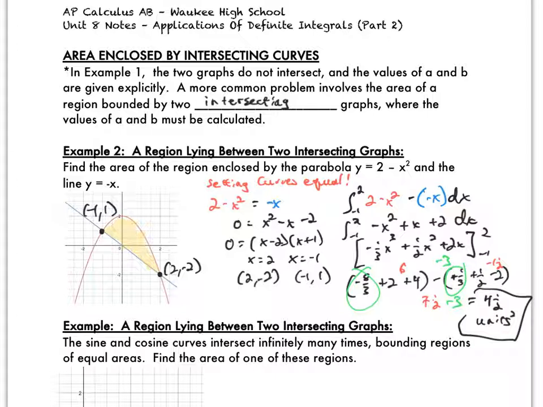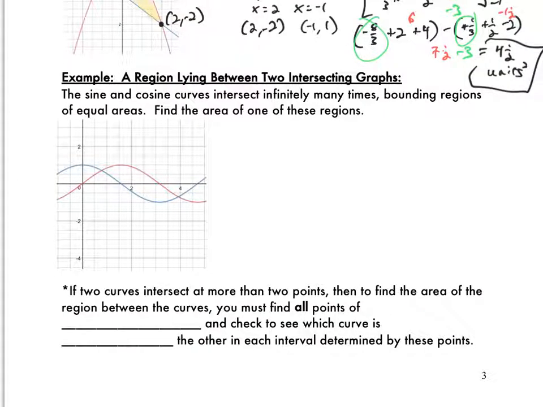All right, let's see if we can go down to this trig one, which is kind of fun too. Now with this trig one, this is also an interesting problem because the sine and cosine curves intersect infinitely many times, which we all know, of course, and they create regions that produce equal areas. Well, that's just sort of the beauty of the symmetry of the sine and the cosine function. So as I'm highlighting in yellow here, this is the spot that we're interested in if we're trying to find the area of one of those regions.